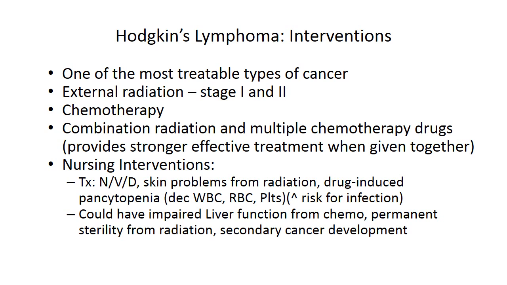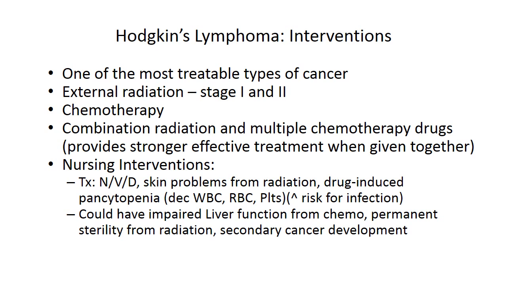External radiation can be done for patients that have Hodgkin's lymphoma in stages 1 and stages 2. Chemotherapy can also be done in these patients to help treat Hodgkin's lymphoma. And oftentimes, combination radiation and multiple chemotherapy drugs are given to achieve a synergistic effect, which is a stronger effective treatment when medications or treatments are given together. So that's a synergistic effect.